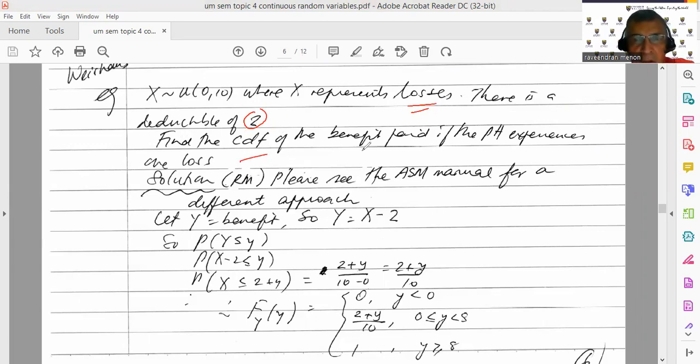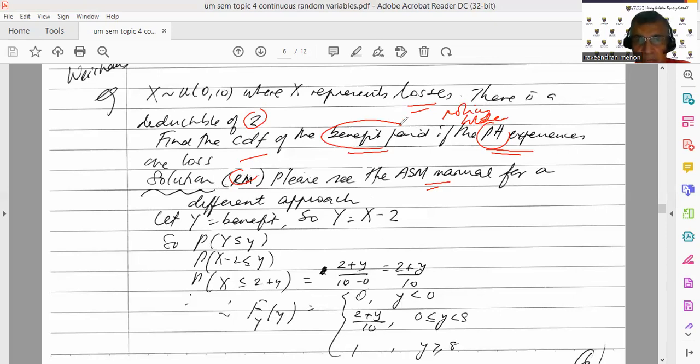Find the CDF of the benefit paid, very careful, right? Find the CDF of the benefit paid, yeah? If the policy holder, PH, is what? Policy holder, experiences one loss. Yeah, this guy experiences one loss. I repeat, this solution is mine, so you can look up the manual for a different approach. Not to worry. Our final answer here will be the same.